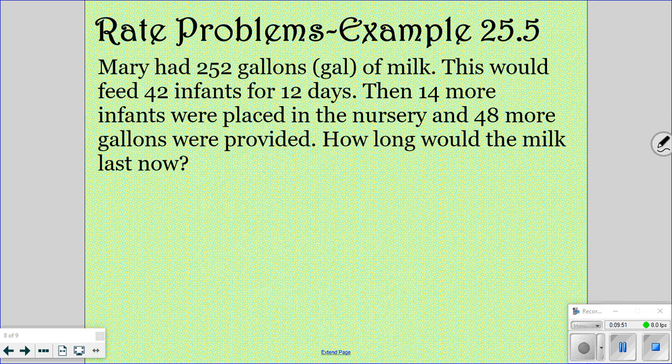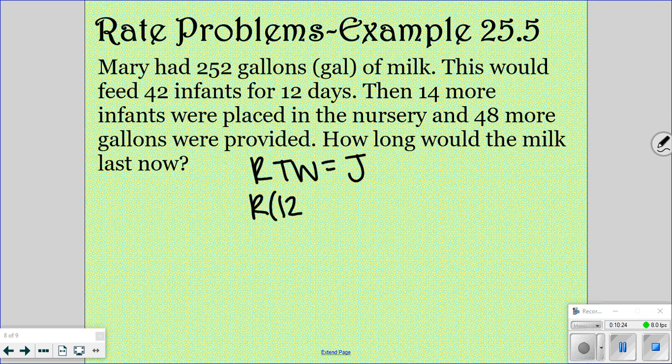We have 252 gallons of milk, and this would feed 42 infants for 12 days. Then 14 more infants were placed in the nursery and 48 more gallons were provided. How long would the milk last now? So again, this is going to be an RTW equals J problem. We're not going to know the rate. They're never going to give that to you. We had 252 gallons of milk, and it would feed 42 infants for 12 days.